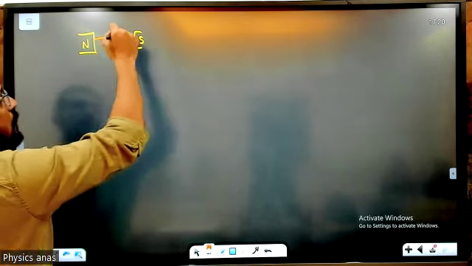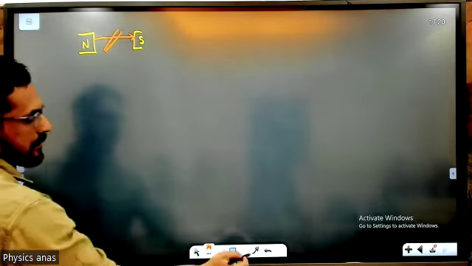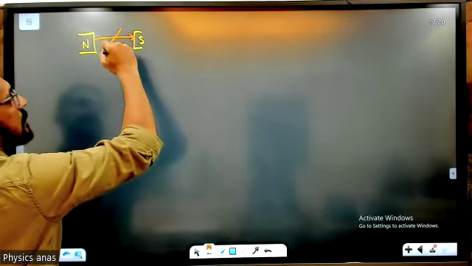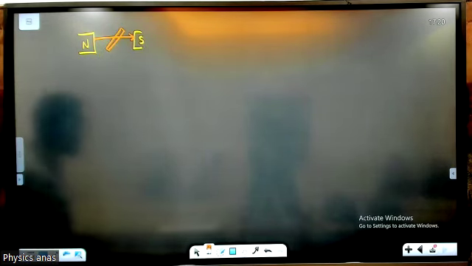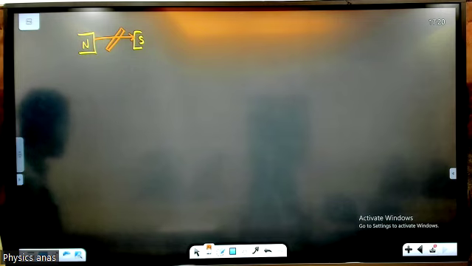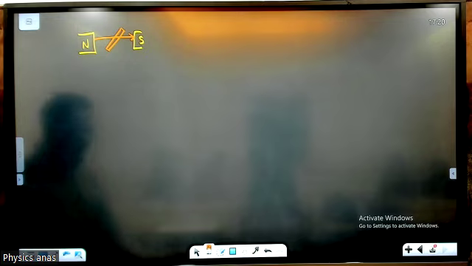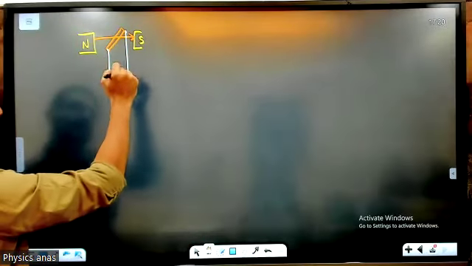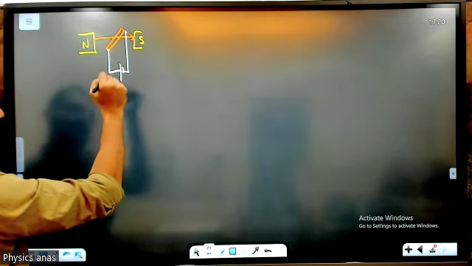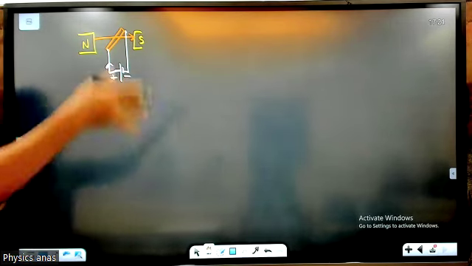Imagine this is a conductor. If you place a conductor inside the magnetic field, what will happen? Nothing will happen because this is just a conductor. If you connect that conductor to a voltage, to a cell, what will happen? There will be current flow through that conductor.